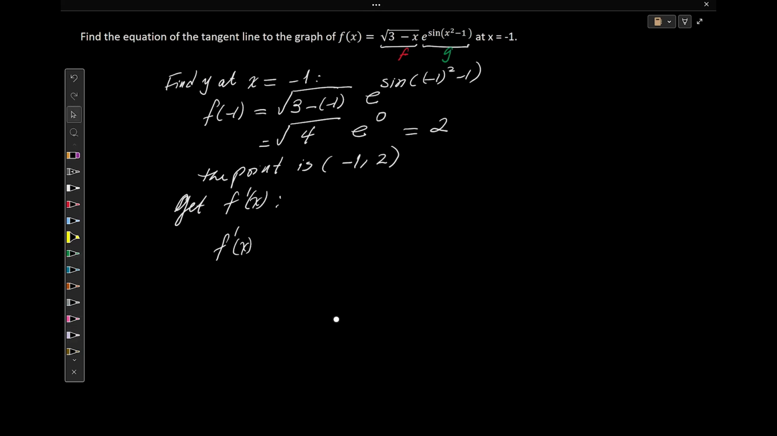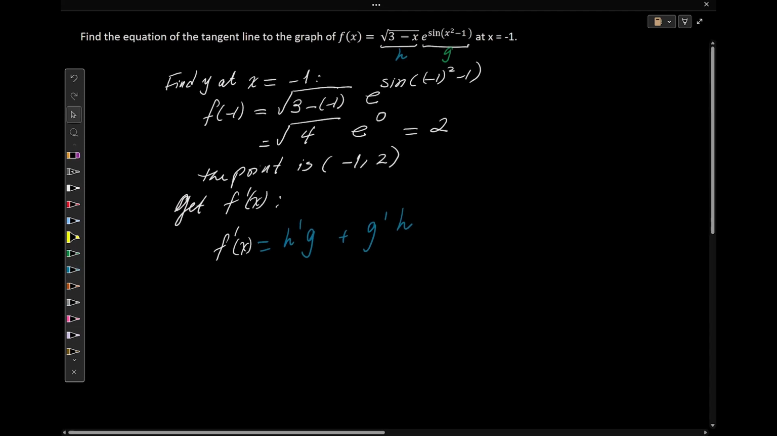Right, so the derivative is, sorry, let's not use f because the function is f. Let's call this h. So it'll be h prime g plus g prime h. Derivative of the first times the second plus the derivative of the second times the first. Well, the first is a root actually, so let's make it to the 1/2 power.